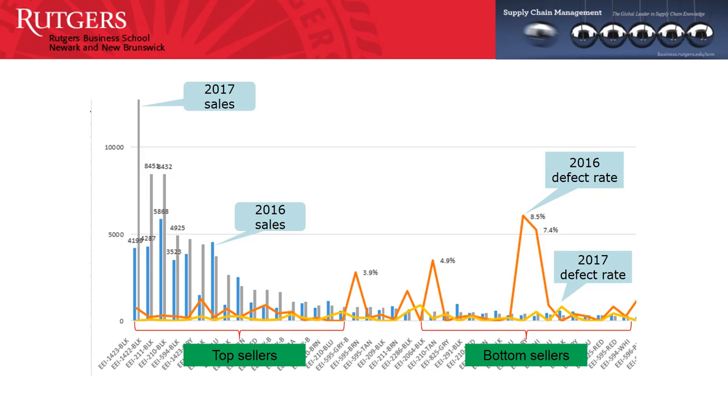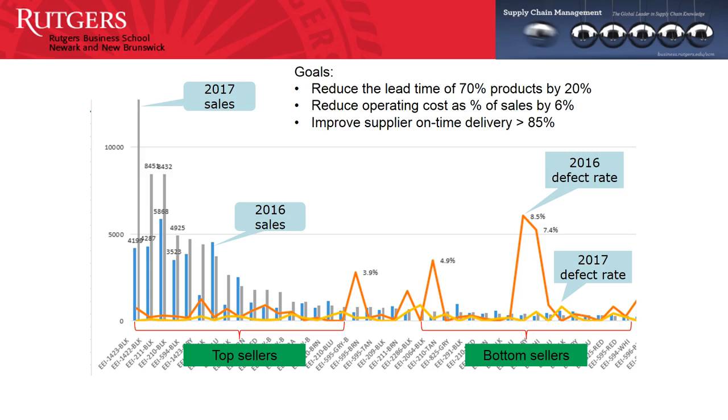This figure shows that such efforts are paying off. Sales in 2017 increased for most items relative to 2016, but the defect rates actually decreased for most items. With continuing efforts, the firm is aiming to reduce the lead time of 70% of the products by 20%, the operating cost as a percentage of the sales by 6%, and improve supplier on-time delivery to be greater than 85%.